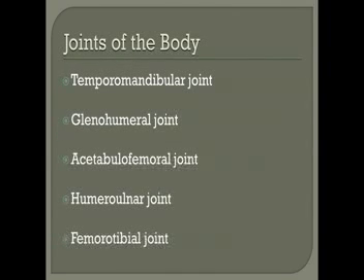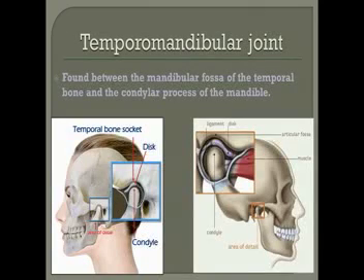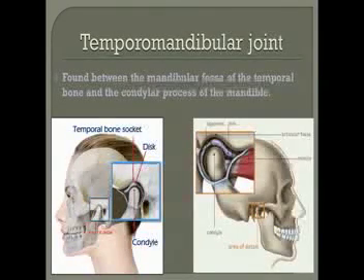The 5 joints we're going to cover are listed here: temporomandibular, glenohumeral, acetabulofemoral, humeral ulnar, as well as femorotibial. The temporomandibular joint is the only diarthritic joint found within the cranium and the skull. It is found between the mandibular fossa of the temporal bone and the condylar process of the mandible, and is present in the 2 pictures below.